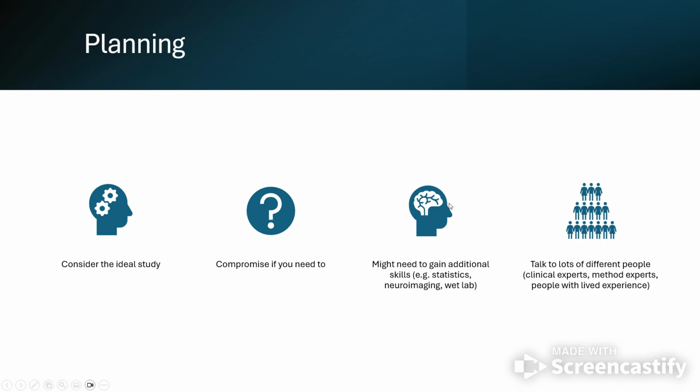And then we need to consider the additional skills we might need. So, for example, if we're doing an observational study on osteosarcoma of the great toe, we might need additional statistical expertise, and you might need to go away and do some training. Other expertise you might need, say, neuroimaging or wet lab.